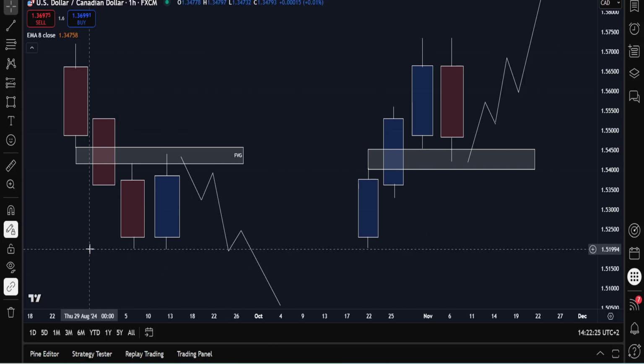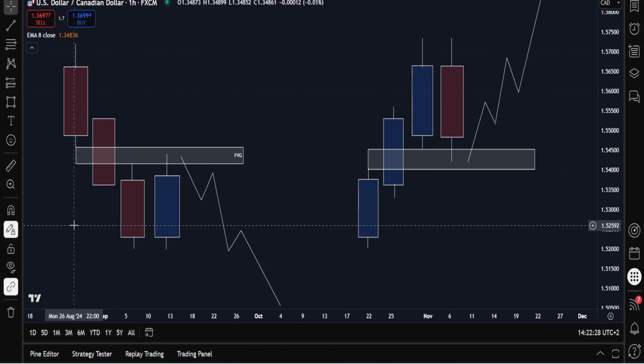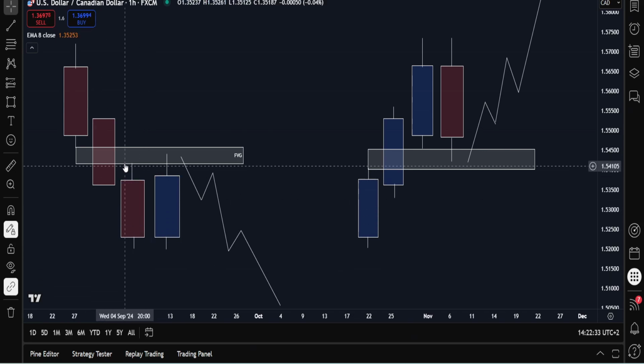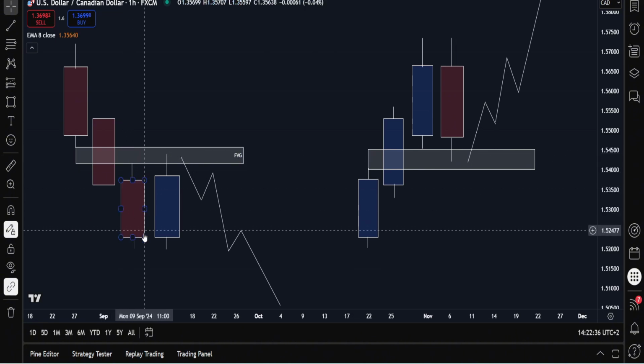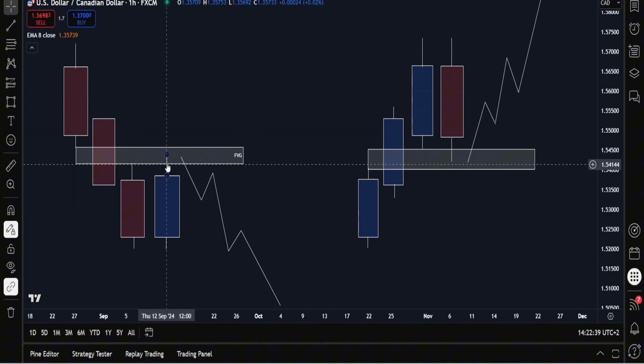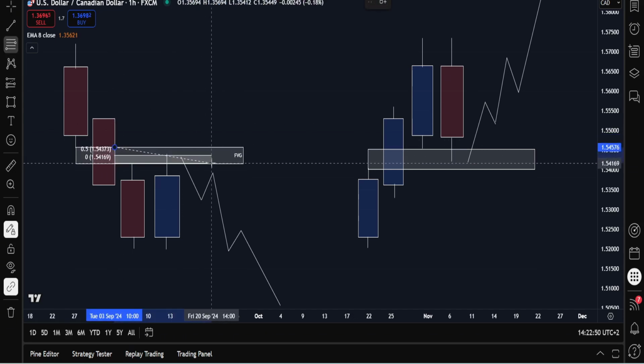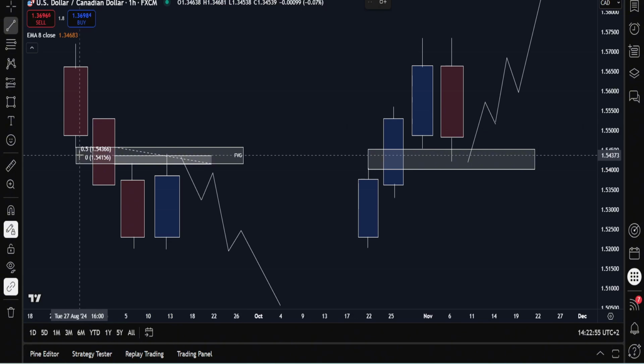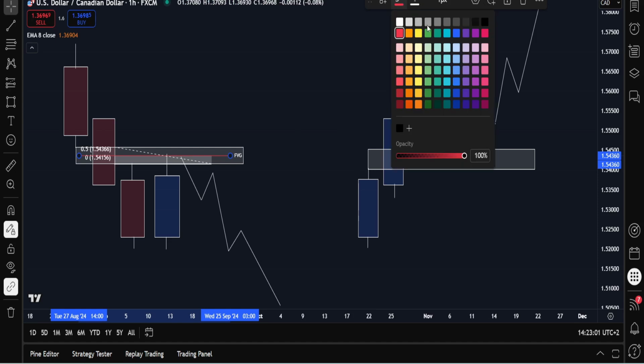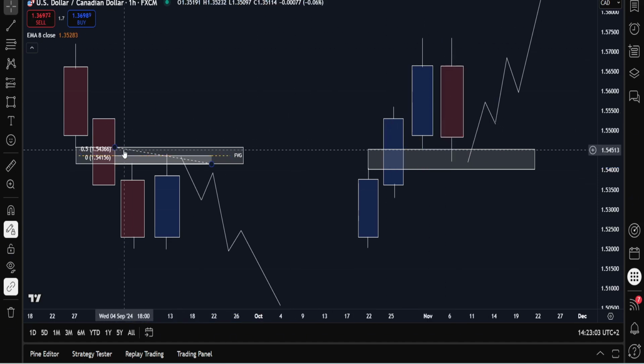Now we're going to go into what is the consequent encroachment of a fair value gap. A consequent encroachment of a fair value gap is when you have a fair value gap that's created and we're trading back into the fair value gap, but instead of trading all the way into it, we go into the 50% of the fair value gap. You can do so by using a Fibonacci, getting 50% of that fair value gap, which is right about here, right in the middle of that fair value gap. Right there is consequent encroachment.